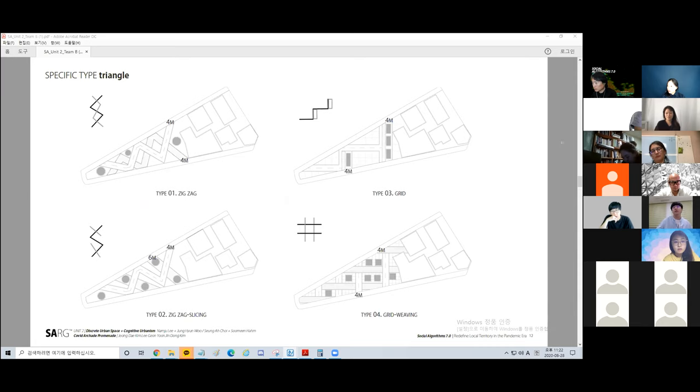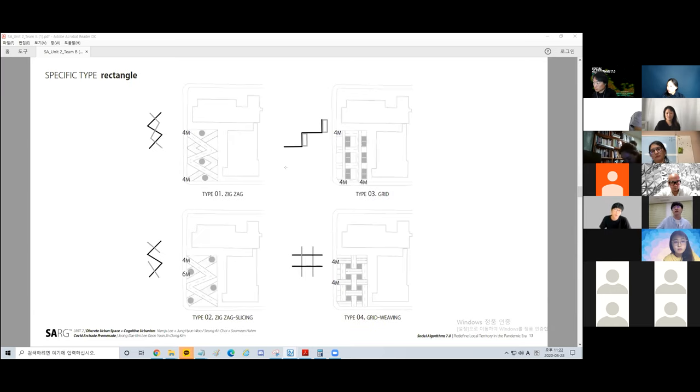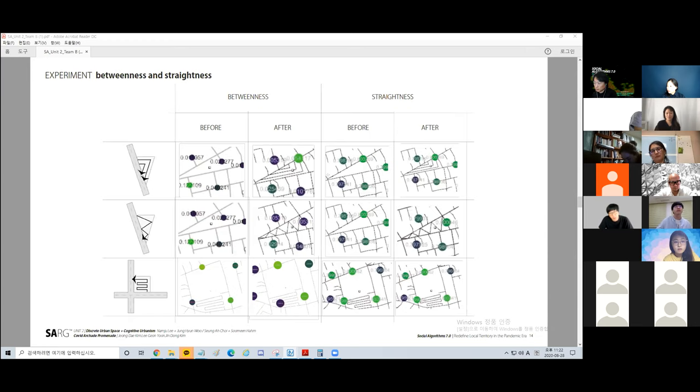And then we made detailed examples for concept design. These are the triangle area, and these are for the rectangular area. And after that, we actually injected our simplified design into the local network. There was a slight change in the betweenness value, but not so dramatic. So we concluded that we should make more specific and complex networks.